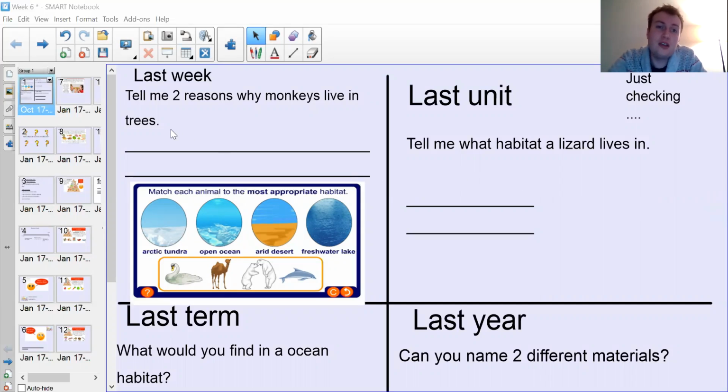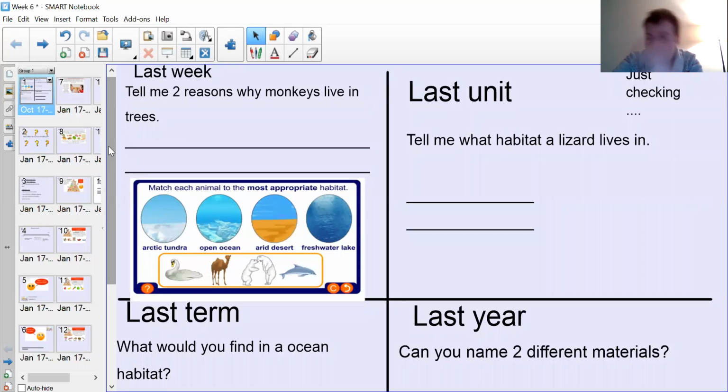As in every science lesson, history lesson and art lesson, we start with our just checking, thinking about things that we've learnt over not just this term, but in science in previous years, and making sure that we are still remembering. So first of all, let's talk about last week. Tell me 2 reasons why monkeys live in trees. I'll give you a few seconds to write that down.